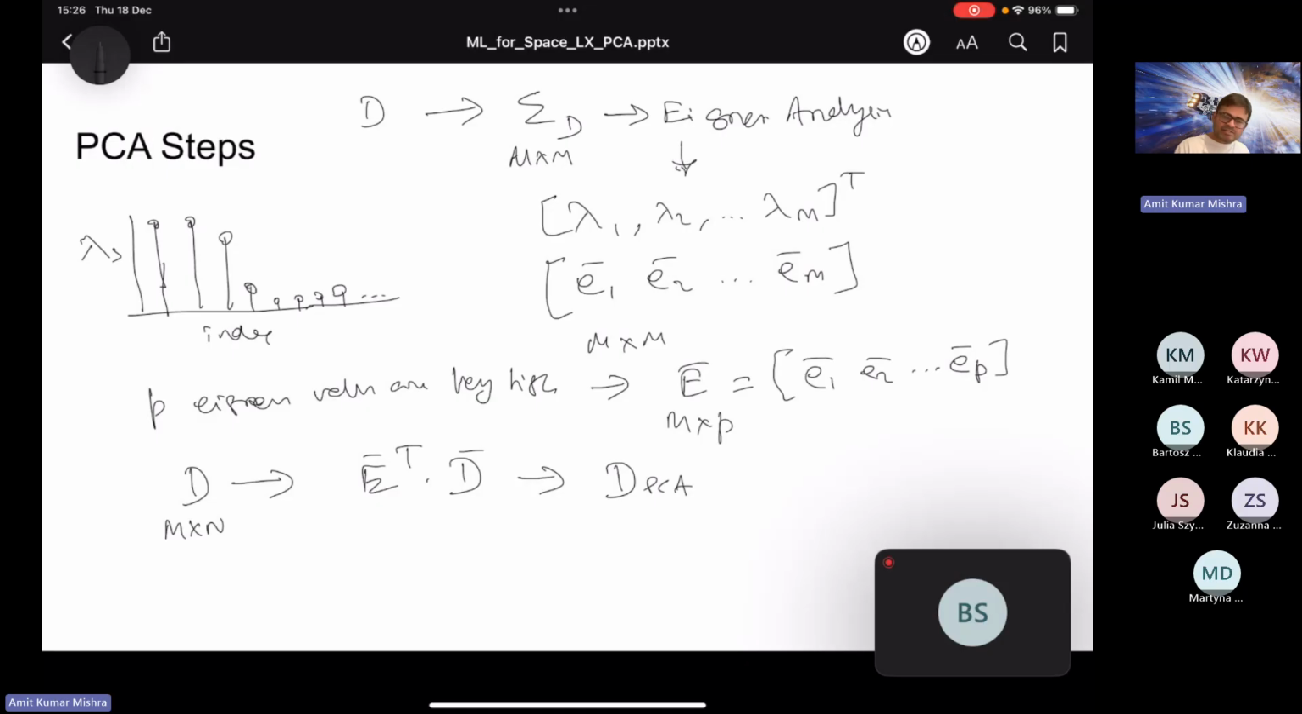So E dimension was M cross P. So E transpose dimension will be P cross M, and D dimension is M cross N. So the dimension of dPCA will be P cross N. Right? Now you have reduced the dimension. So this will look like smaller ones and so on. But again, same number of data points. So every data dimension wise has been reduced now.